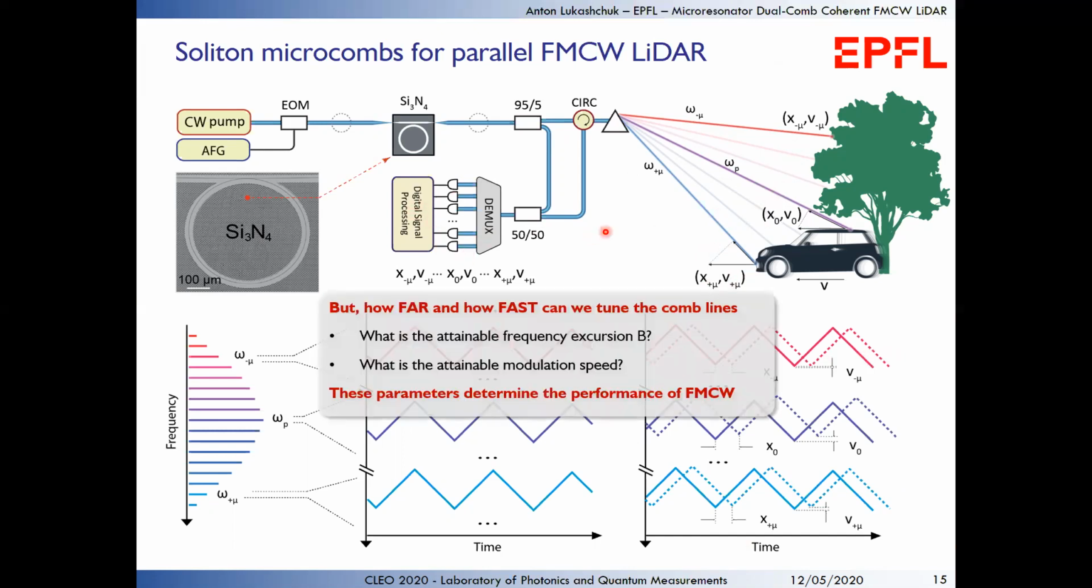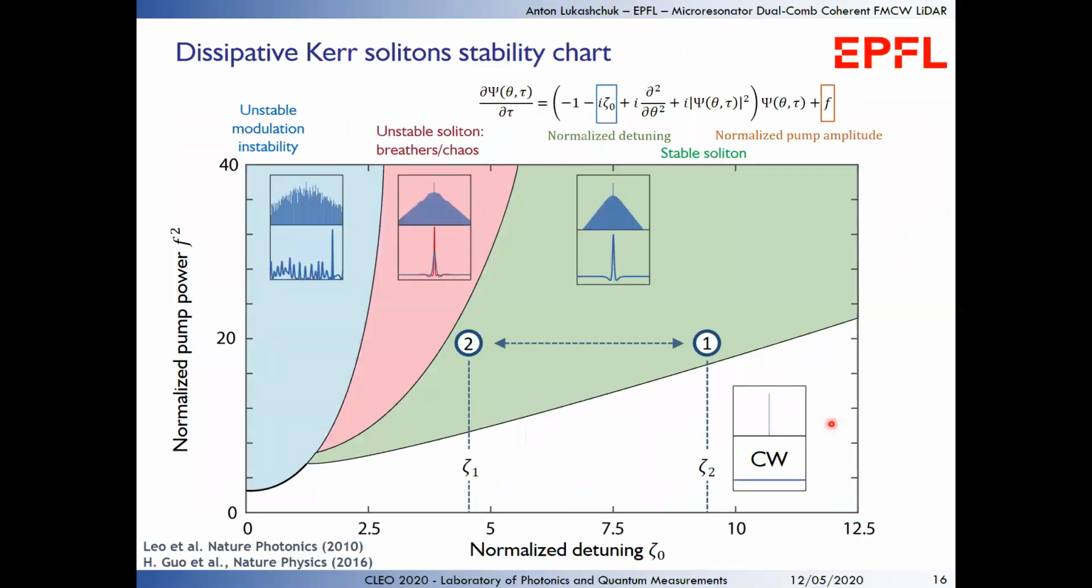But here we have a question: how fast can we sweep this frequency comb FMCW LiDAR, and how far, in terms of the amplitude, can we go? And these are the parameters that determine the performance of the FMCW LiDAR. So we should know that.